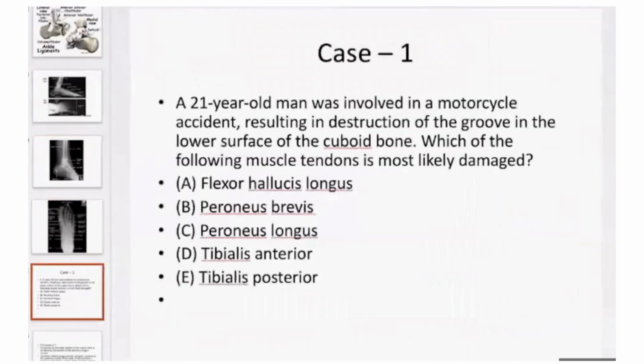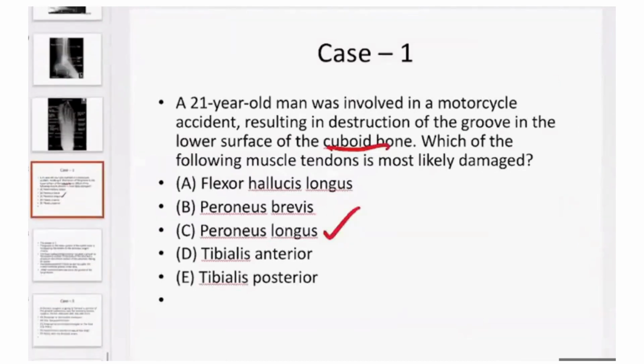A 21-year-old man was involved in a motorcycle accident resulting in destruction of the groove in the lower surface of the cuboid bone. Which muscle tendon is likely to be involved? Cuboid is related to peroneus longus, and this I did tell you.